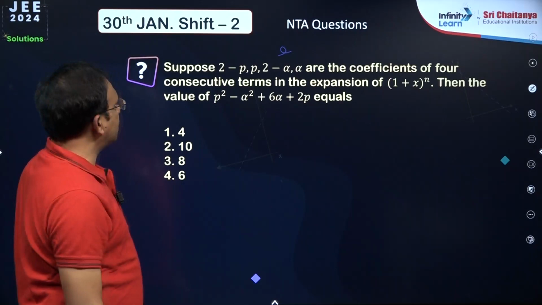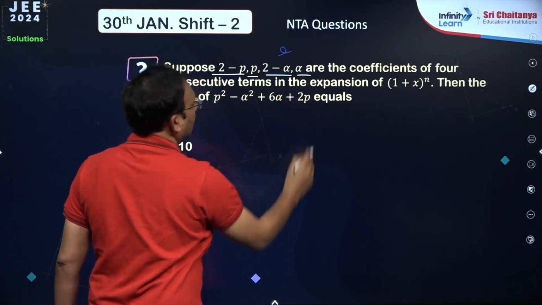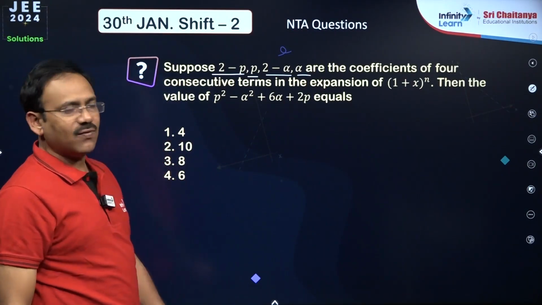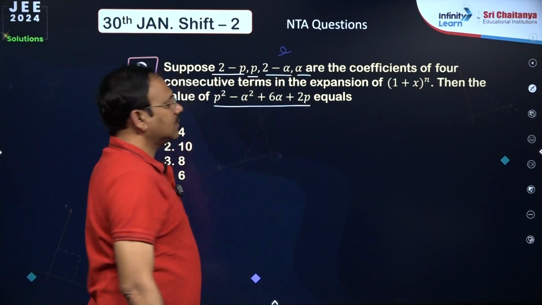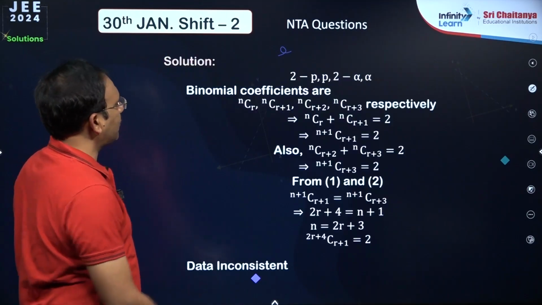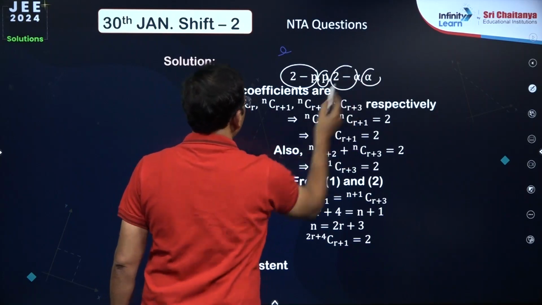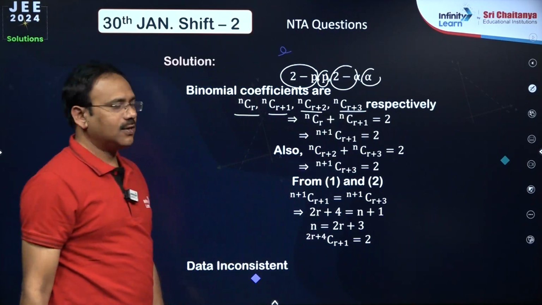The next, you see this question. Suppose 2 minus p, 2 minus alpha are the coefficients of 4 consecutive terms in the binomial expansion of 1 plus x whole power n, then he wants this particular value. There is an error in this question, I will show you, my dear friends. You see, suppose these are the 4 values given. So now you just take, suppose the 4 consecutive binomial coefficients are given here.